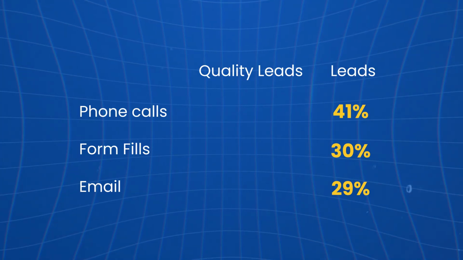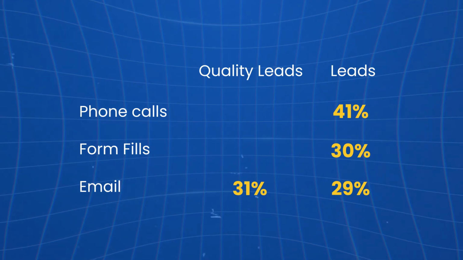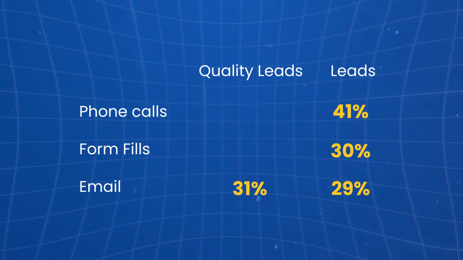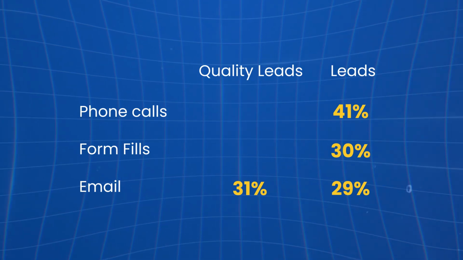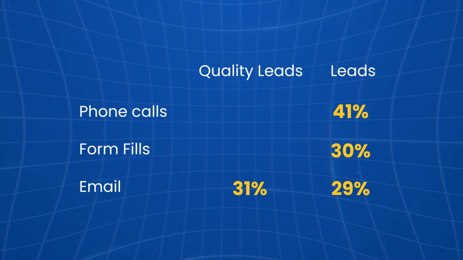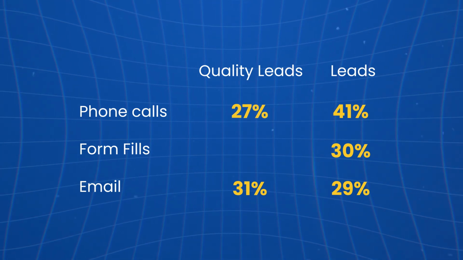Email only amounted to 29% of our total leads, but it was 31% of our total qualified leads. So our lead to qualified lead rate on the emails we were getting was better than the phone calls by a significant amount, because 41% of our leads were coming from phone calls, but they were only 27% of our qualified leads.